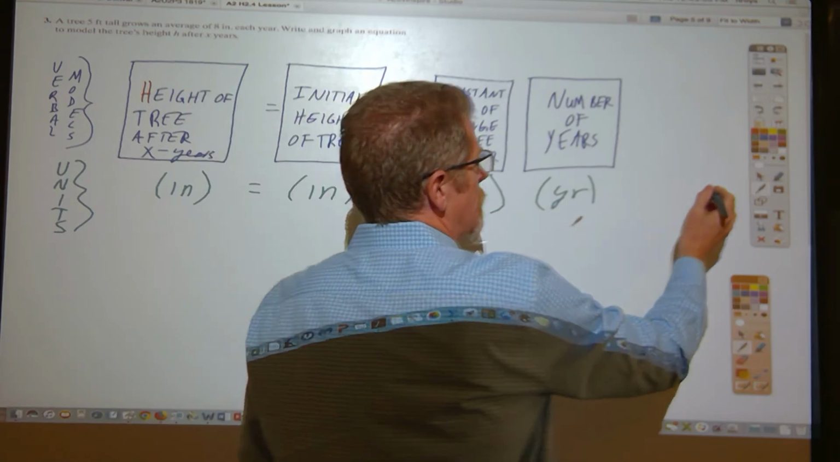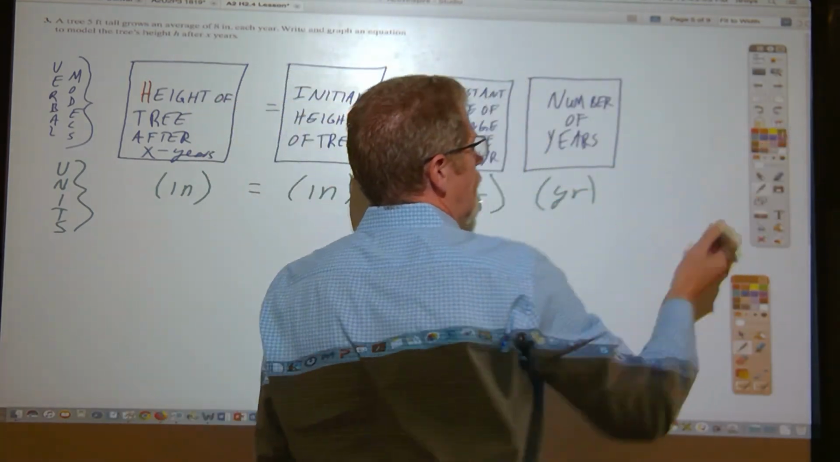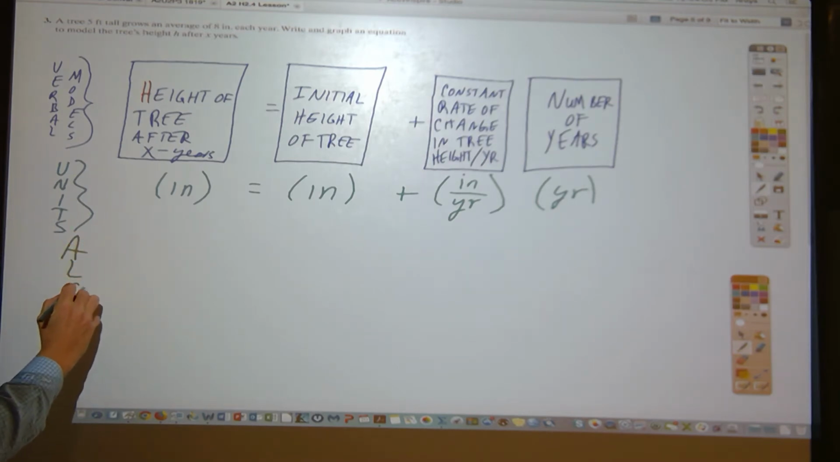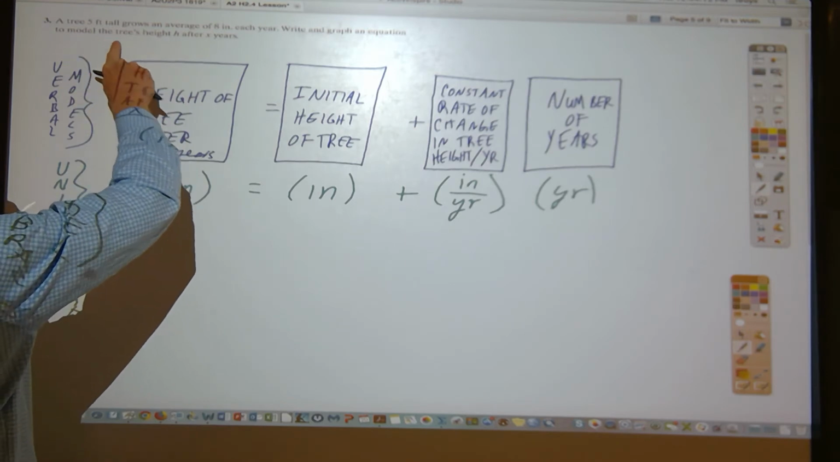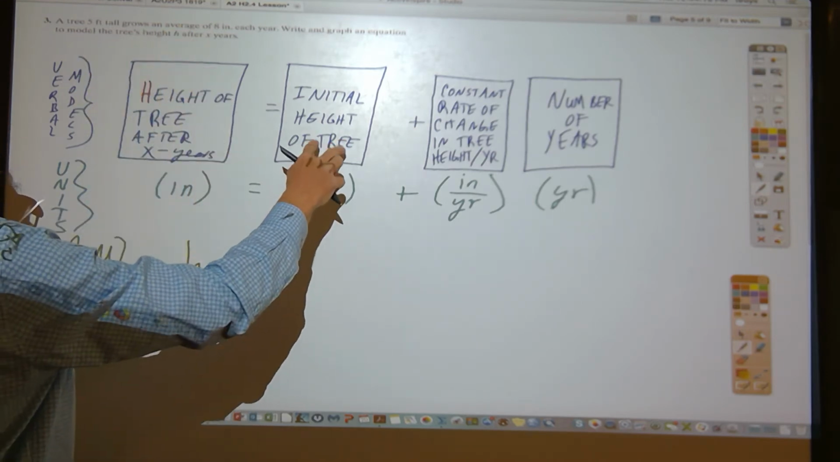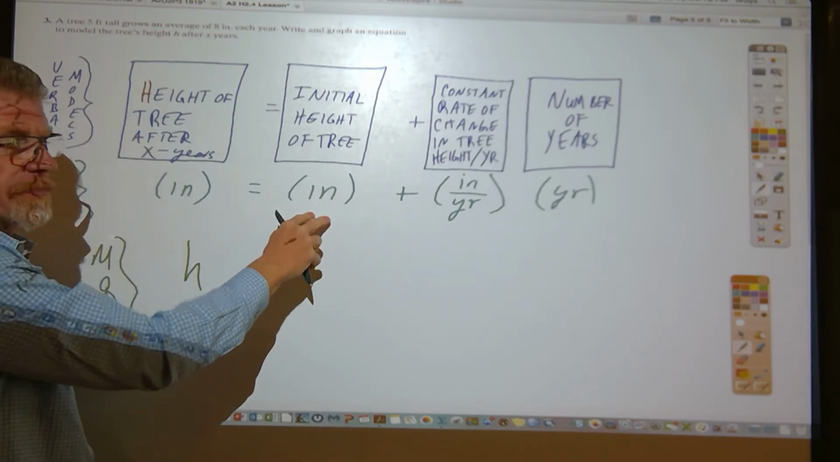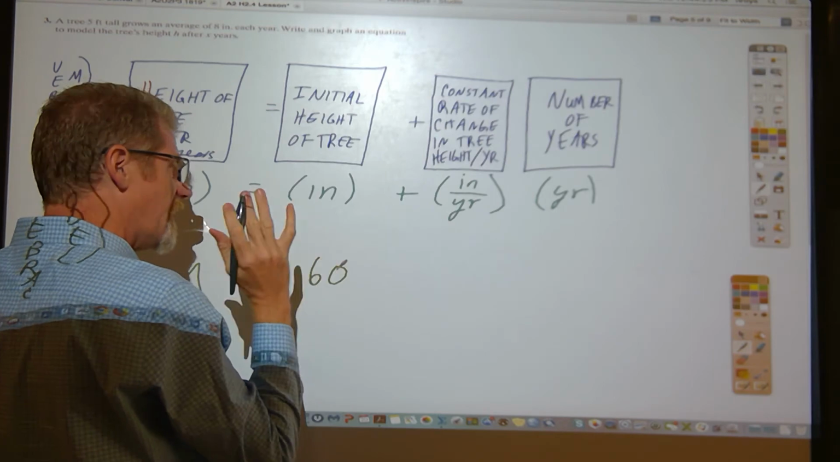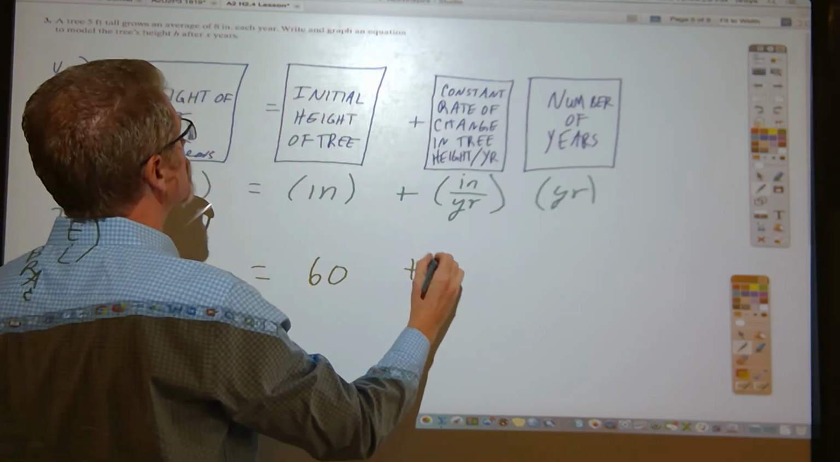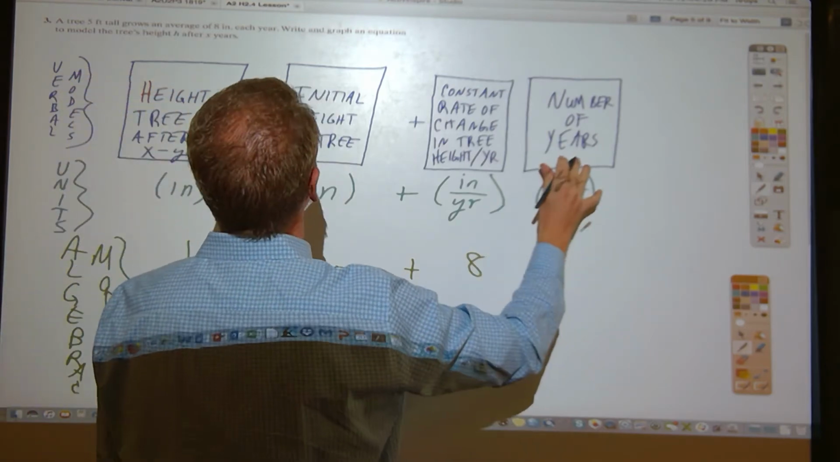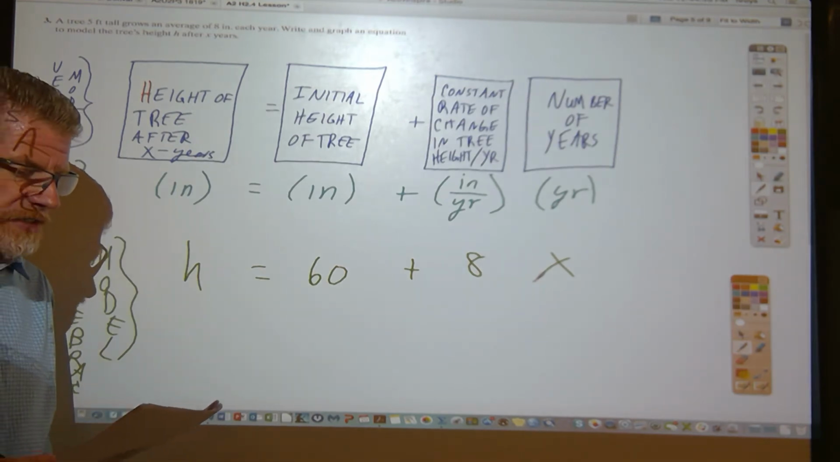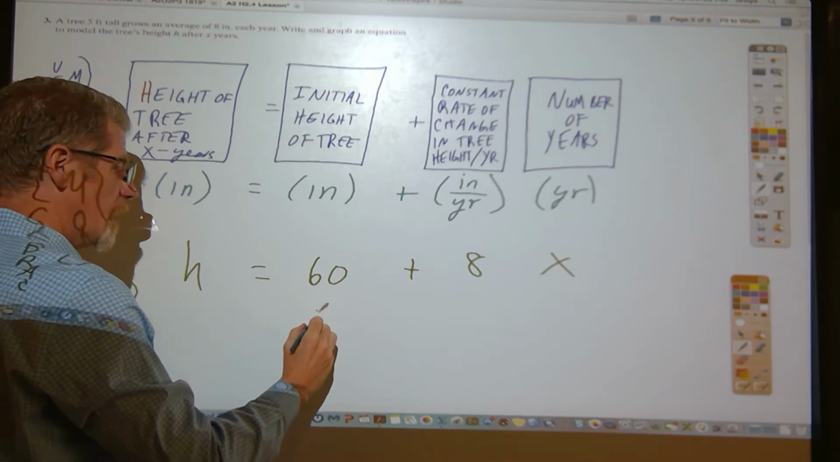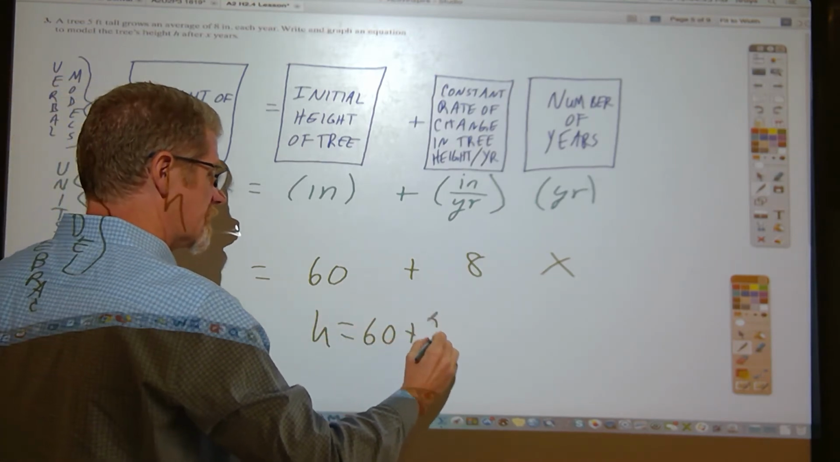So now let's write the algebraic model. The color I've been using for algebraic models is green. So this is the algebraic model. And height of the tree, they want us to use H for that. The initial height is given as 5 feet, but I need it in inches. So 5 times 12 is 60, so I'm going to have to use 60 for the initial height of the tree since we're in inches. We're growing at 8 inches per year times the number of years. They've asked us to use X for the number of years. Therefore, when they say write an equation and graph it, the equation is H equals 60 plus 8X.